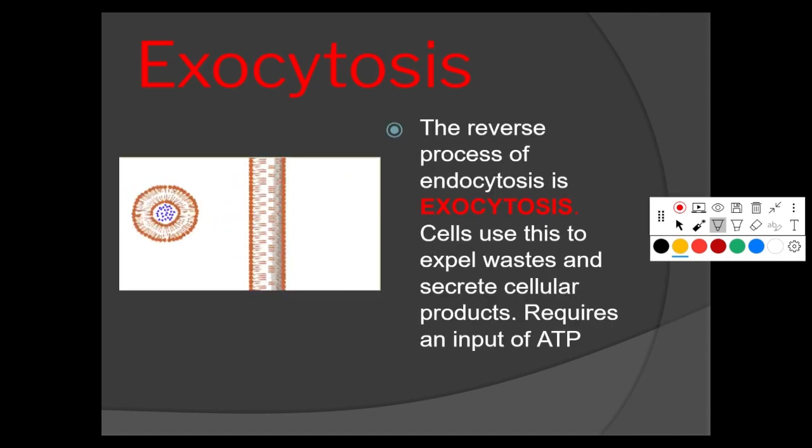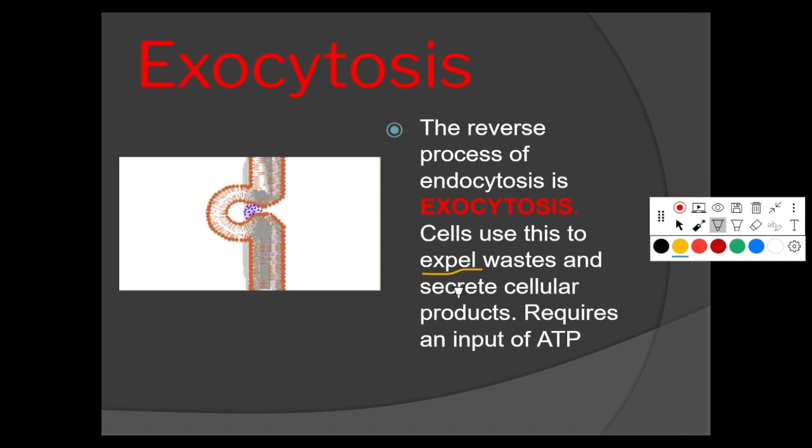Exocytosis is just the reverse process of endocytosis, right? It's when cells use this to expel waste and secrete cellular products. So if there's something inside the cell that it does not need anymore, it just releases that waste through exocytosis, right? And here you can see these little things right here are vesicles. And I mentioned earlier, vesicles are like vehicles. They travel, they move things around the cell. In this case, these little blue particles, it wants to get rid of them. So it goes up to the cell membrane, attaches, and then it releases it, right? It expels the waste, it releases it.